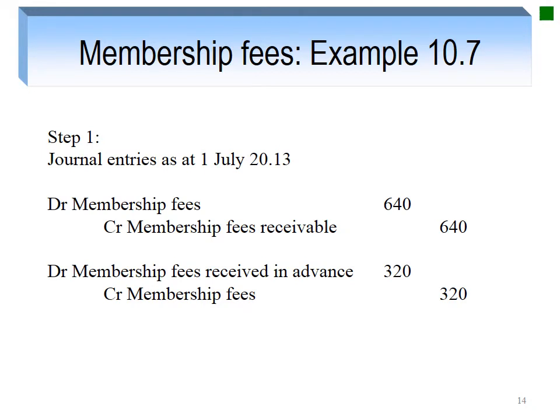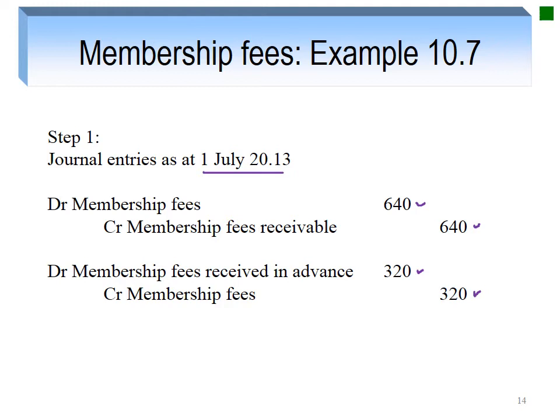So these are the journal entries we'll have to do at the beginning of the current year. The membership fees receivable, remember I said, had a debit balance. We reduce that by crediting membership fees receivable, and we're going to debit the membership fees account. And the membership fees received in advance, remember I said, had a credit balance. We're now going to debit membership fees received in advance and credit membership fees.